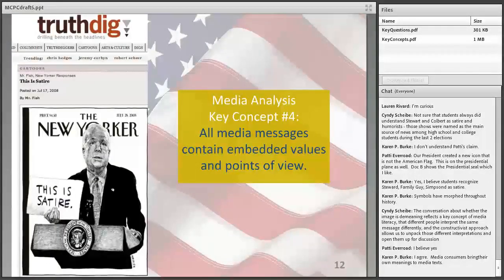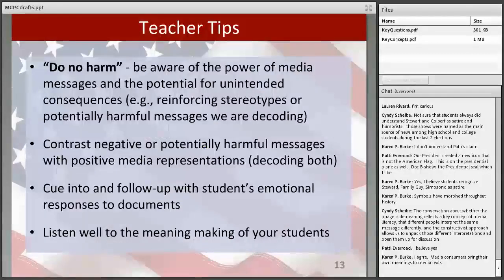Let's move on to the next one, which gets us into the whole question about satire and not. And this is the fourth key concept, that all media messages contain embedded values and points of view. And before we show this, I want to talk a little bit more on a topic that I touched on before, partly because the image that I'm about to show you, some of you may already know which one it is, had to do with the 2008 campaign, is one where we actually had some debate within our Project Look Sharp office and among our advisors about whether or not to use it as a media document.